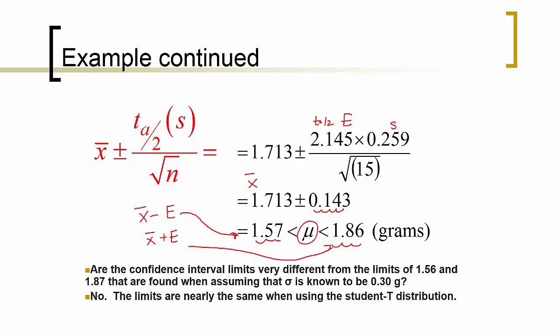Make sure you have mu in your confidence interval, and you can also label it if you want to. So the mean weight of these bats in grams would range from 1.57 grams to 1.86 grams.